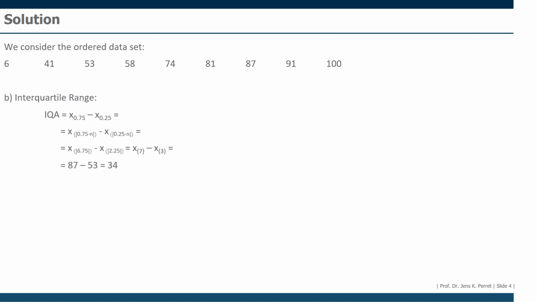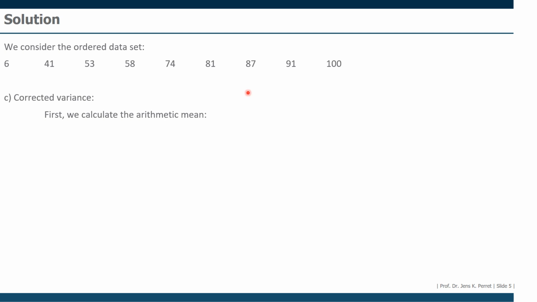And in C, we're talking about the variance. Here, I'm going to use the same ordered data set, but I no longer actually need the ordered data set. I could also use the unordered one. But before I can start with the variance, I first need the arithmetic mean. For unordered, unclassified data, I can simply add up all my values and divide them by the number of observations. That's what I'm going to do here. 9 observations, adding up all of the observations, dividing by 9, gives me in the end 65.6667 as the arithmetic mean.